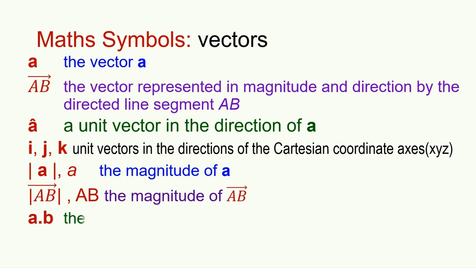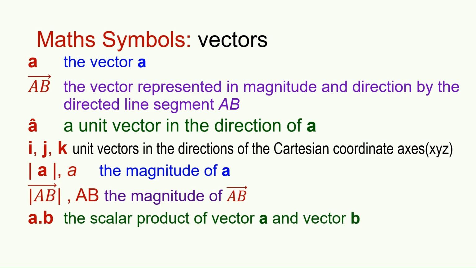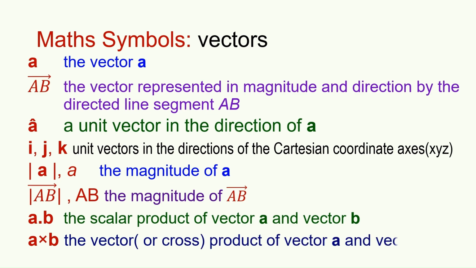a dot b: the scalar product of vector a and vector b. a cross b: the vector product or cross product of vector a and vector b.